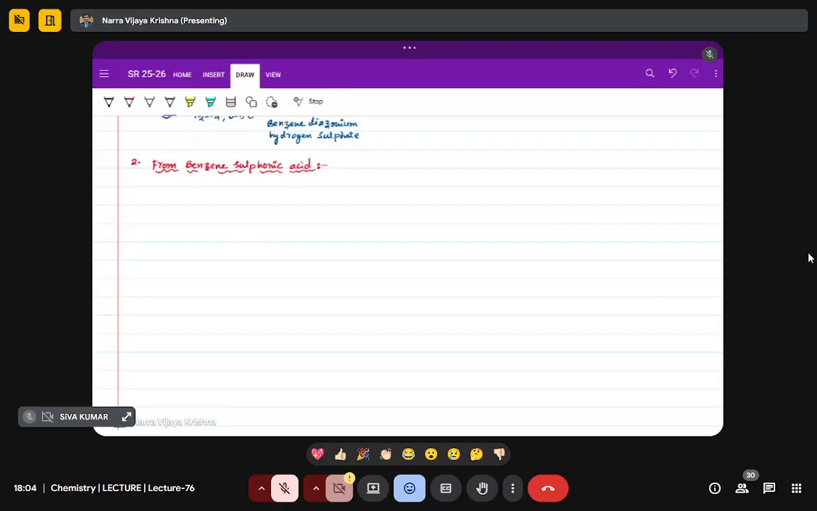Benzene sulfonic acid, I am taking SO3H, allowed to react with NaOH on heating. Can I call it a fusion? Because I am providing high temperature, that's why we are calling it fusion.